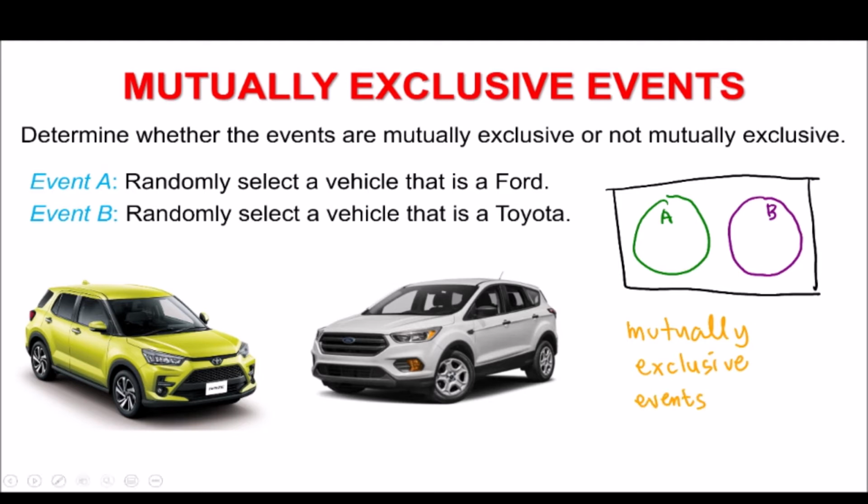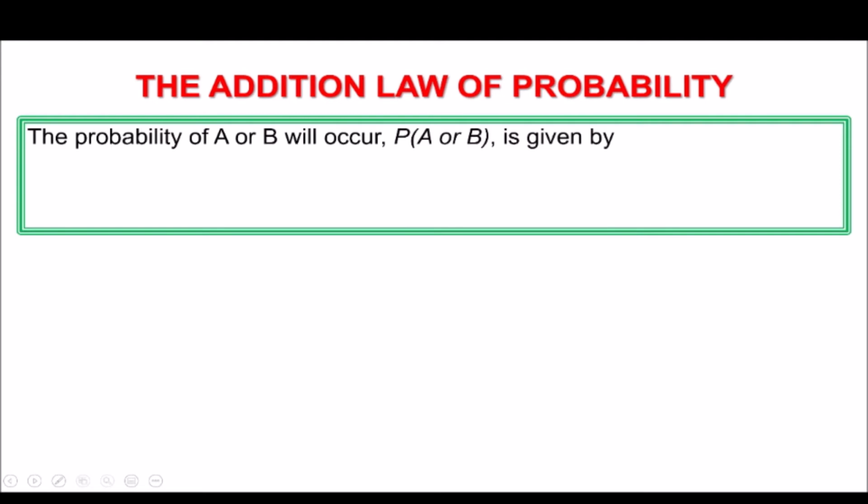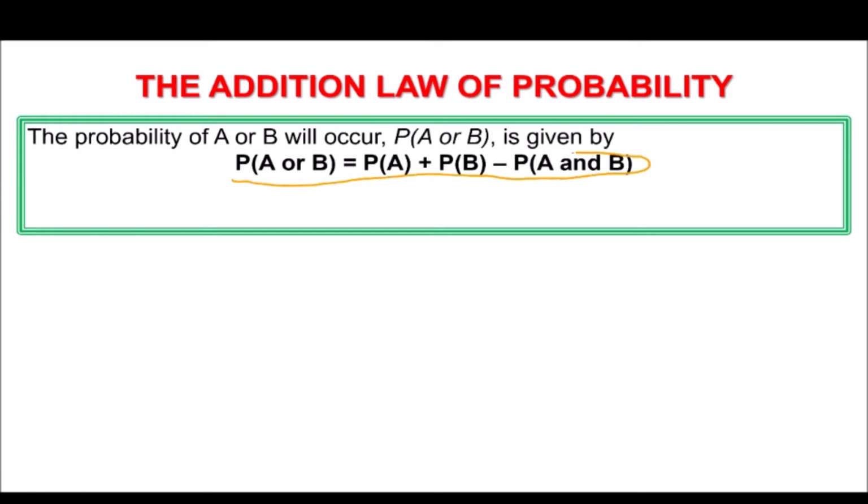Identifying if the two events are mutually exclusive or not mutually exclusive will be helpful in using the formula for addition law of probability. The addition law of probability states that the probability of A or B occurring is given by the formula: probability of A or B equals the probability of A plus the probability of B minus the probability of A and B. So this is our general formula.